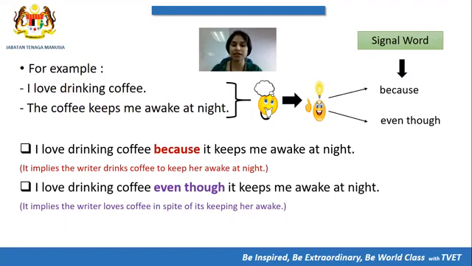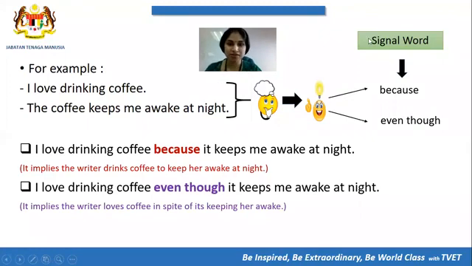She loves drinking coffee. So this is how you can see that signal words can change the relationship between the sentences. So signal words have powers. Why am I saying that? Because they have the power to change the meaning of the sentences. So be careful when you are using signal words.